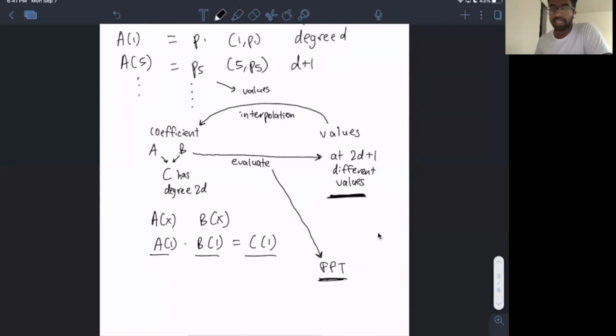Where FFT comes in is it gives us a much better way of actually evaluating the polynomials A and B at 2D plus 1 different points. So that's just giving you a bigger picture of where FFT fits in. And as you'll understand later, FFT also helps out with the interpolation step. So that's where the inverse FFT comes into play. Again, this is just to give a high level overview of where FFT comes in, so you have a sense of how things are working. And in the next video, we'll get into the details.